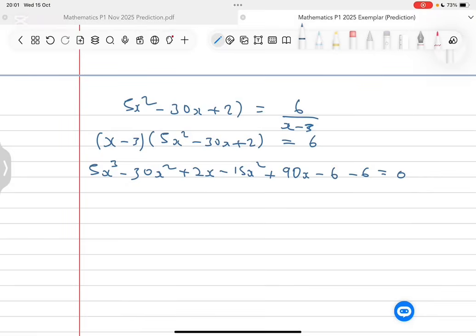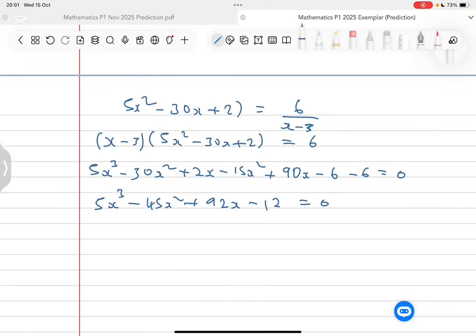From here we can group the like terms. If you look at the x cubed, we only have 1. I'm going to keep it as it is here, 5x cubed. And if you look at our x squared, I have negative 30x squared and negative 15x squared. So I see a 45 here, because 5 and 0 is a 5, and then 3 and 1 is a 4. So I see a negative 45x squared. And if we look at the x here, I have 2x plus 90x. That should be simply 92x. And the 6 minus 6 should give me a negative 12, which then equals 0.